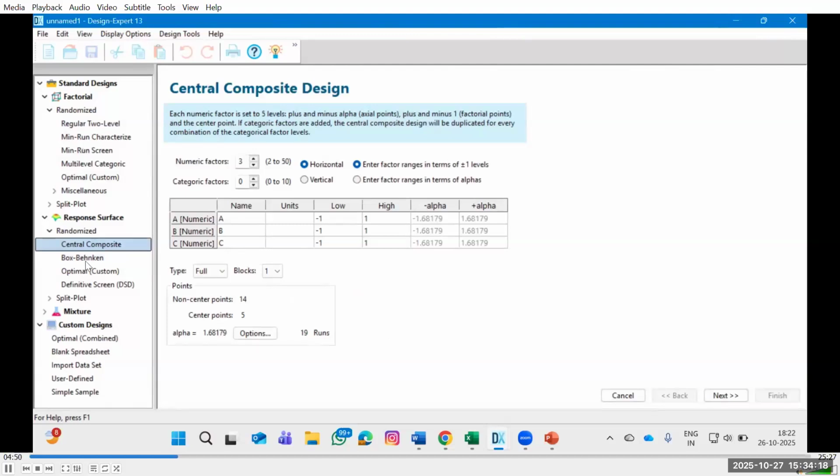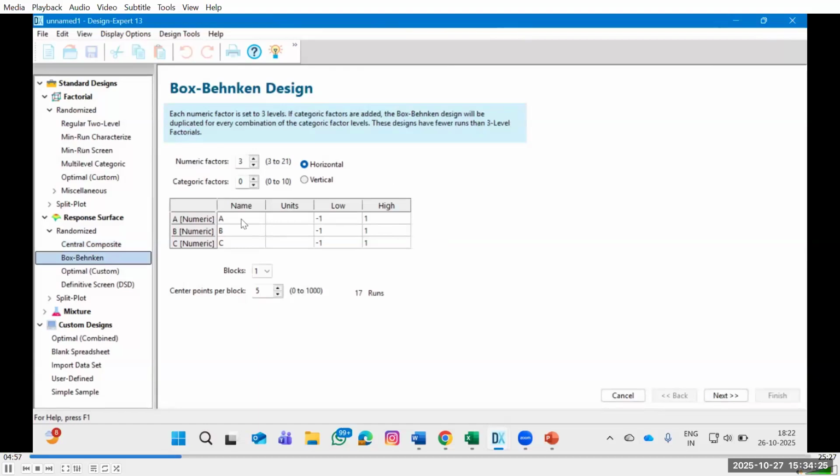For example, I am just showing you how we follow the Box-Behnken design. There are 3 columns. If you have more than 3 independent variables, we can increase the numeric factors. Okay, so we have 3 independent variables. One is time, unit is minute, low value is 5 and the higher value is 20.